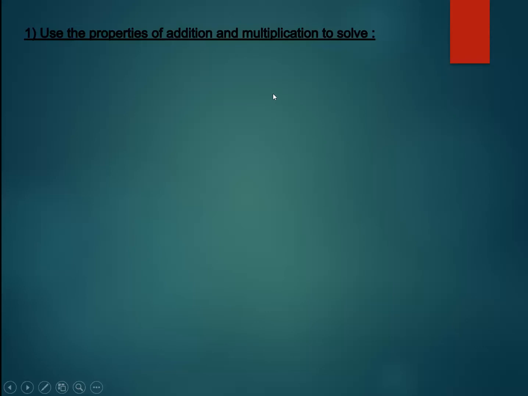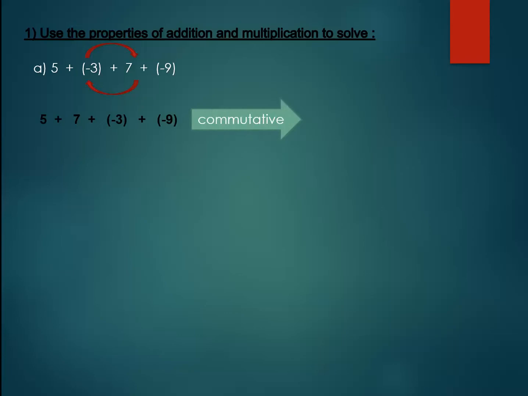Okay, let's solve. Use the properties of addition and multiplication to solve 5 plus negative 3 plus 7 plus negative 9. Why do we use the properties? We use them to make it easy to solve. Here we can group positive with positive and negative with negative. So we use the commutative property and change the places: replace negative 3 with 7. So 5 plus 7 plus negative 3 plus negative 9, using the commutative property.